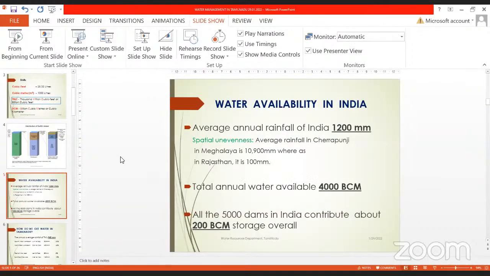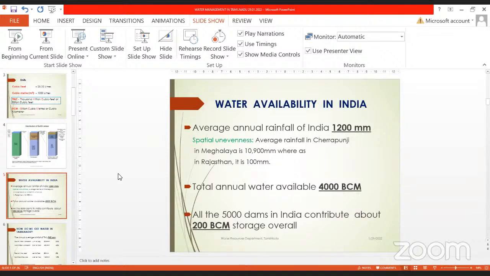Going back to the water availability in India, this is only a rough picture. The average annual rainfall of India is about 1200 mm, with definitely spatial unevenness. For example, Cherrapunji will receive about 10,900 mm annual average, whereas in Rajasthan it will be only around 100 mm. But if you average over the area, you get 1200 mm for the whole of India. Multiplying with the area, we get total annual water available in India around 4000 BCM, which is billion cubic meter.